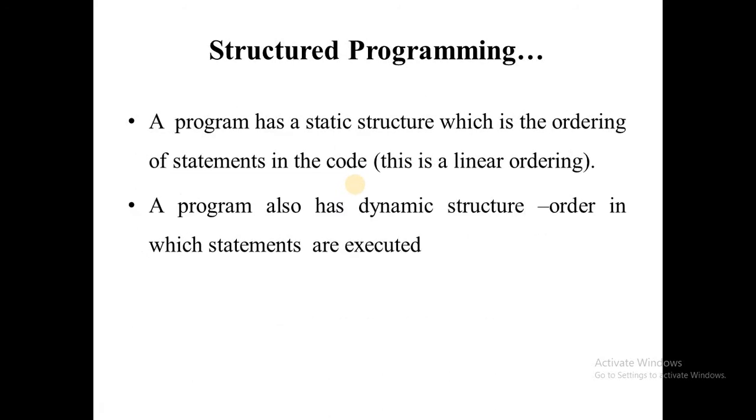Actually, a program has two structures. One is a static structure and another one is a dynamic structure. Static structure means the physical structure. It is like the ordering of statements in the code. This is the linear ordering. So static structure represents the ordering of instructions in the code. That is a static structure, the physical ordering of statements in the code.